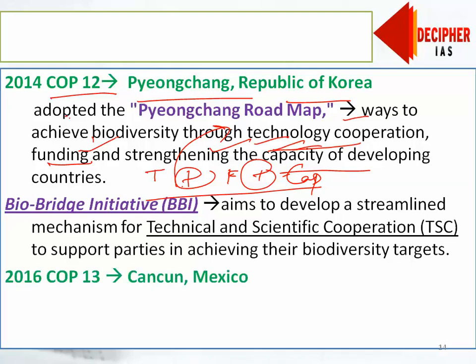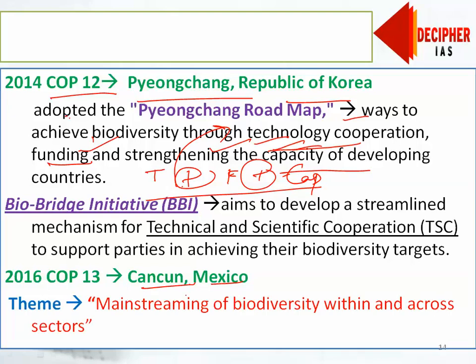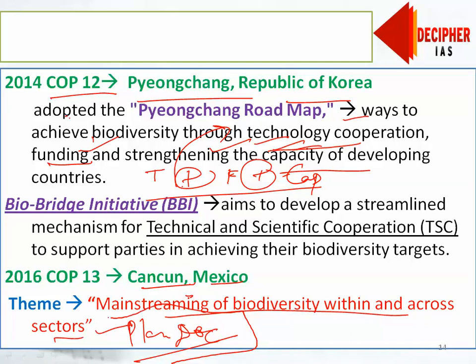Then the next conference will be in December in Cancun, Mexico. Fine. The theme of the conference is mainstreaming of biodiversity within and across sectors. That is, in the plan document, we should introduce measures which will lead to saving of biodiversity. For example, the green highways policy. The green highways policy was recently reached. This can be a method to reduce pollution as well as increase biodiversity.